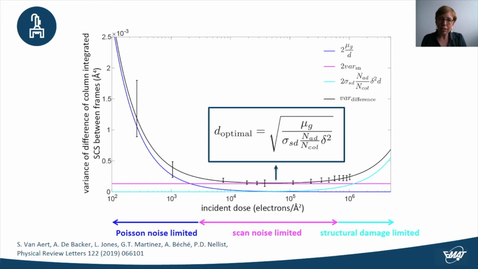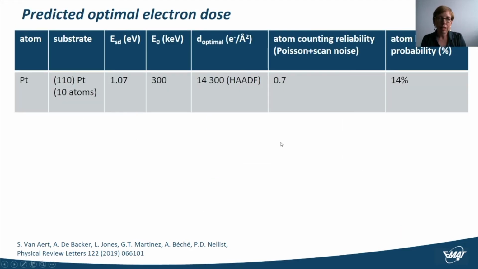Now that we have validated our theoretical model, it can be used to determine the optimal dose by minimizing the variance as a function of dose, and that results into this simple expression. Now, this closed analytical expression can be used to predict the optimal electron dose before conducting the experiment.